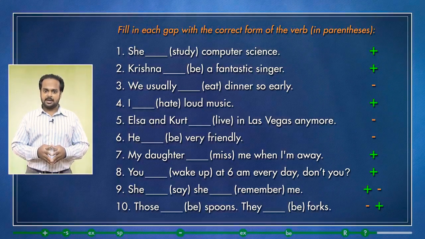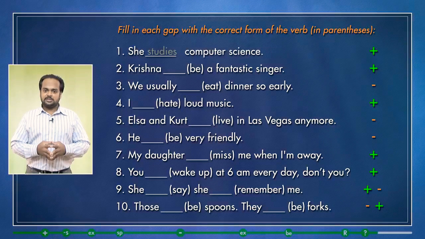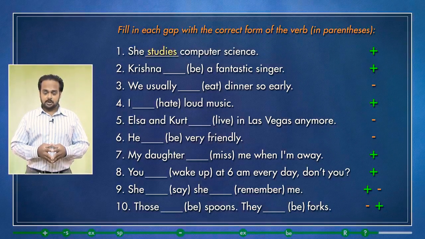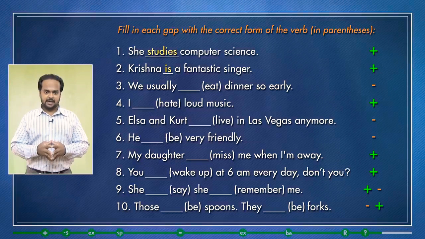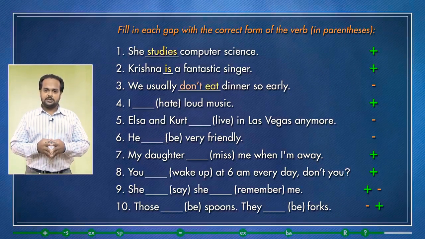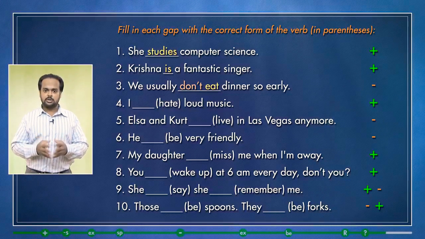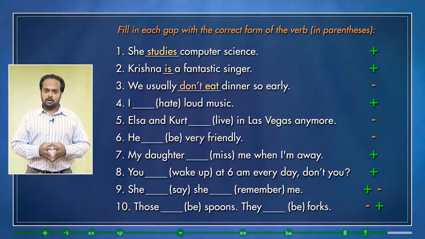All right, let's look at the answers. Number 1 is she studies computer science. Note the spelling. Studies is spelled without Y and with IES. Number 2, Krishna is a fantastic singer, because Krishna is a singular noun. Number 3, we usually don't eat dinner so early. You can also say we don't usually eat dinner so early. That's also okay. Number 4 is I hate loud music.